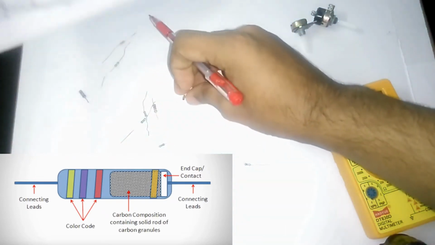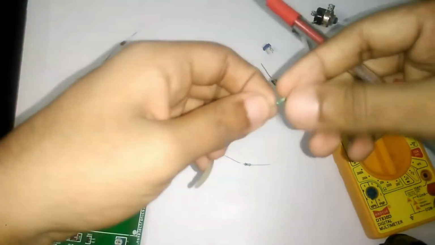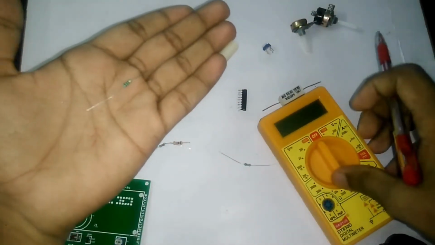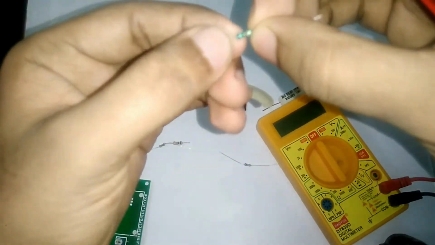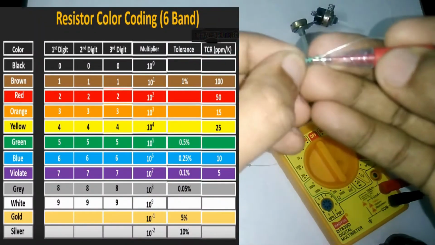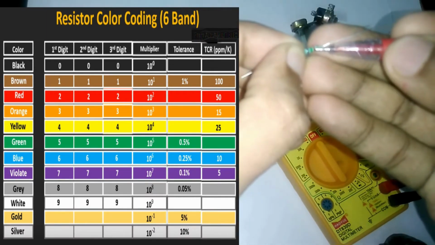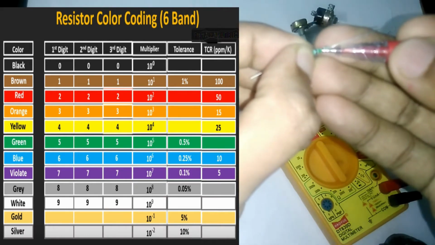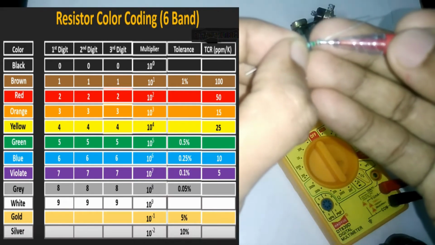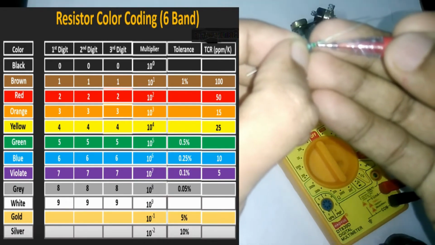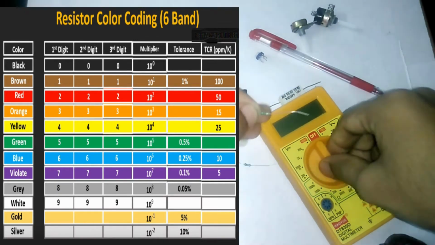Now how do we check this kind of resistor value? We can check by color coding and also by multimeter. I have a simple digital multimeter. Now let's first check by color coding. As you are seeing in the table, this one is violet, this one is green, and this one is red. Violet means 7, green means 5. This means 75 times 10 to the power 2. This means 7.5 kilo ohm. Whether it is correct or not, let's check in the multimeter.